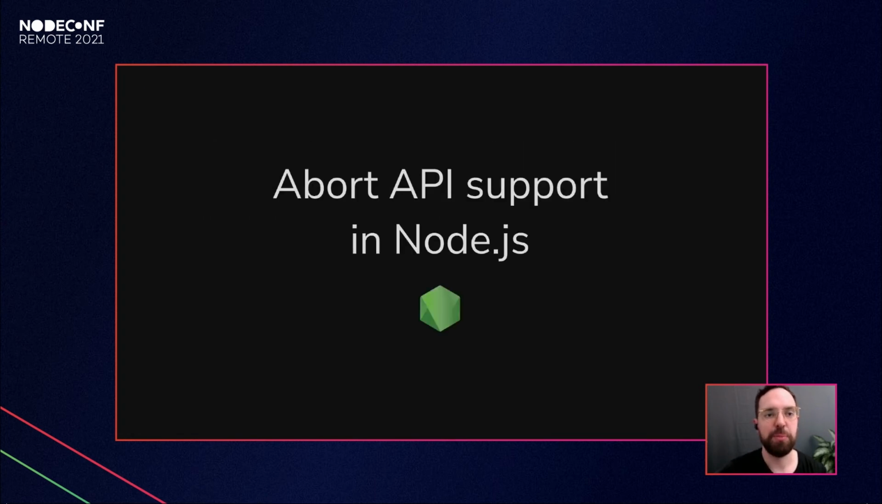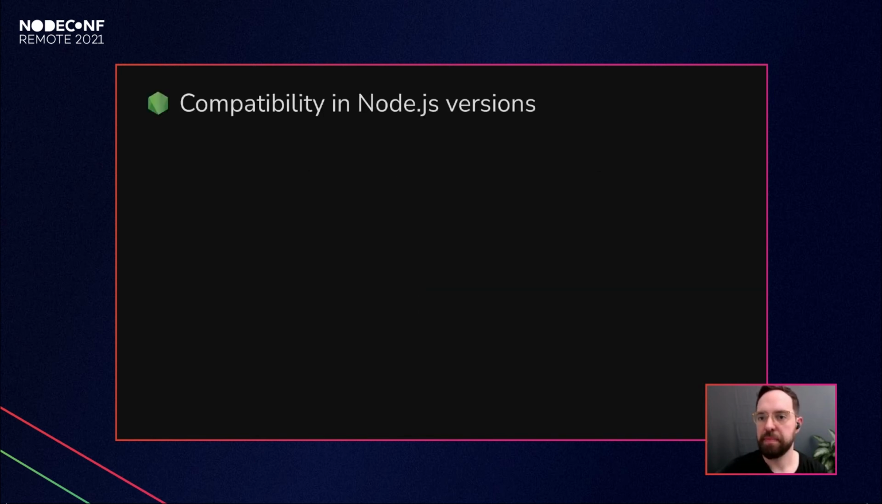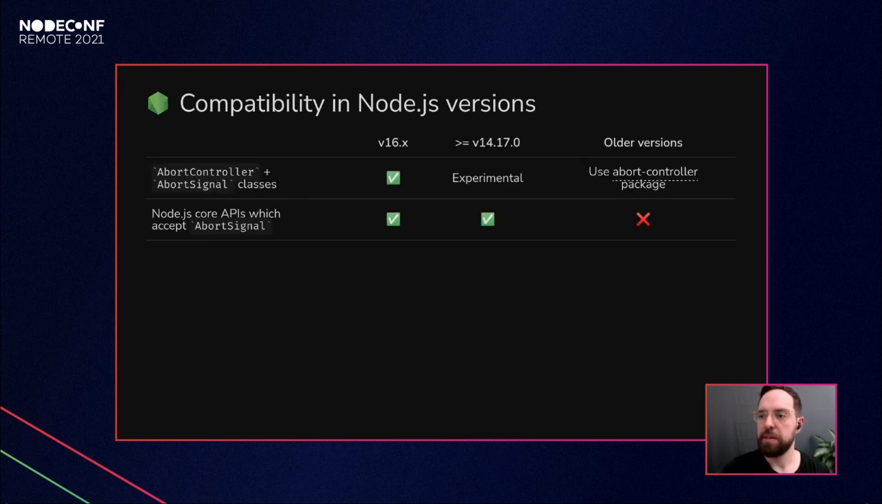Now that we've learned about the Abort API, let's take a look at the support in Node.js. So in terms of compatibility in Node.js versions, there has been stable support since v15.4 in Node.js. So that means that all v16 releases of Node.js have access to AbortController and AbortSignal classes. And there are also an increasing number of Node.js core API methods that now accept an abort signal instance as an option. We'll look at those core API methods in just a moment.